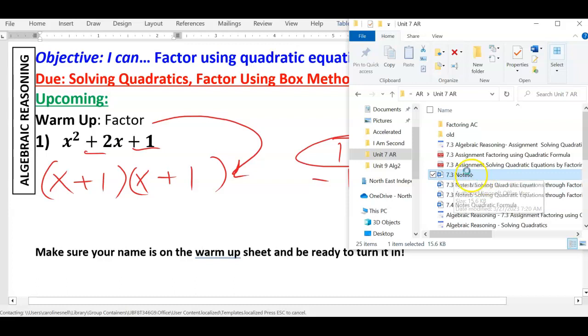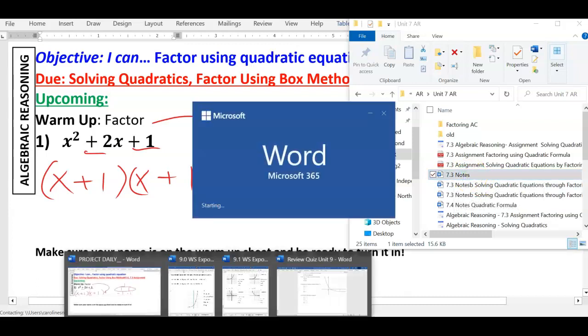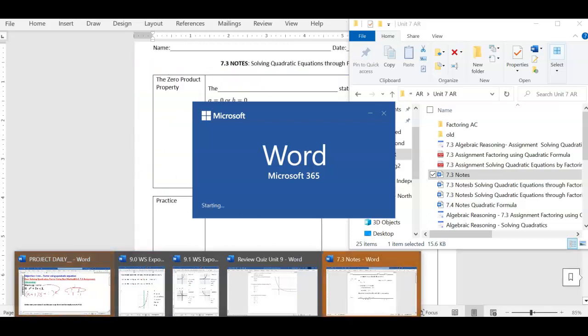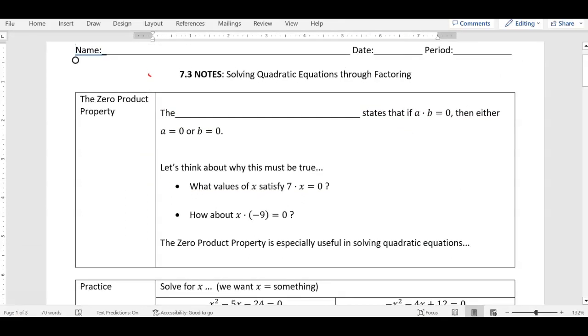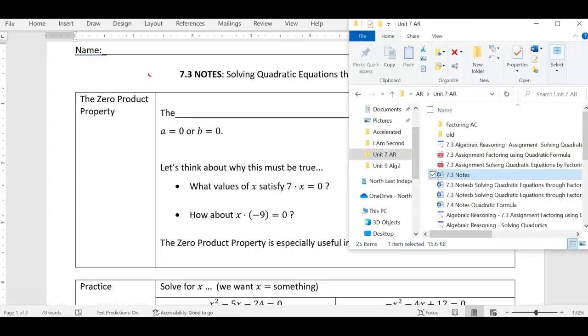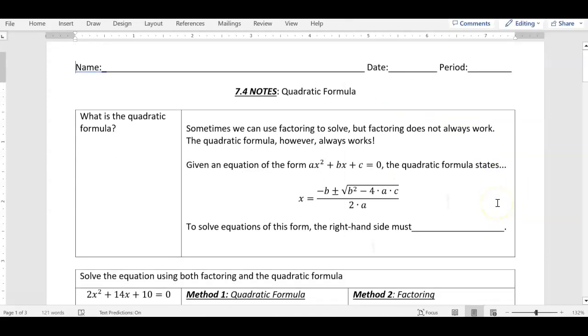If it ever loads. There we go. Okay. So everyone has this. We are going to do notes on the quadratic equation. Okay. So this is not what I gave y'all. I need 7.4. My bad. 7.4. There we go.